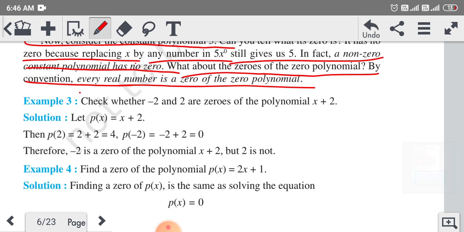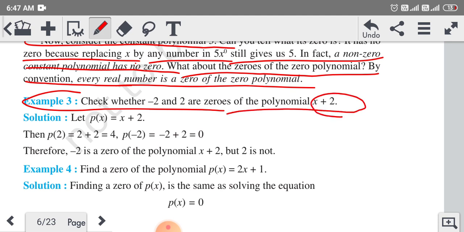So first, check whether minus 2 and 2 are zeros of the polynomial x plus 2. Let p(x) equal x plus 2. p(2) is equal to 2 plus 2 is equal to 4, p(-2) is equal to minus 2 plus 2 is equal to 0. So therefore minus 2 is the 0 of the polynomial x plus 2, but 2 is not.